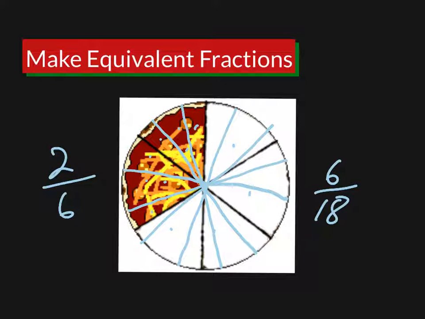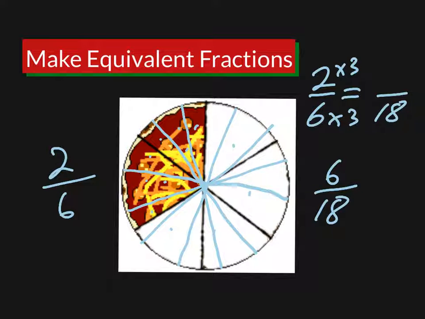But those fractions are equivalent. They mean the same thing. Now we could also do this mathematically. So 2/6, and if we wanted to raise that to an amount over 18, well, 6 times 3 is 18, and 2 times 3 is 6. So we can multiply the numerator and the denominator by the same number to create an equivalent fraction.